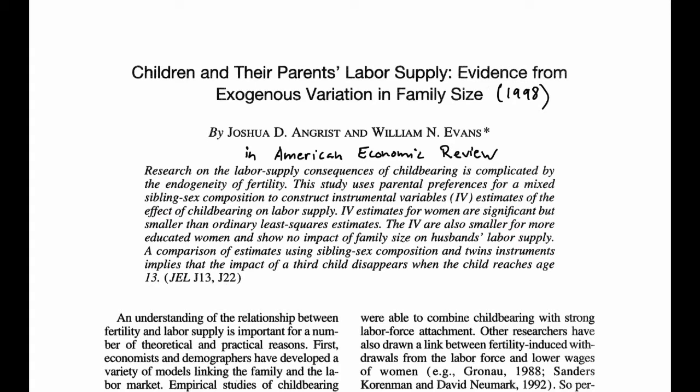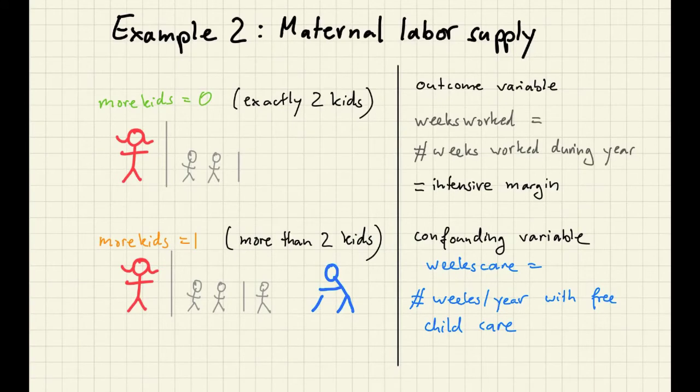We are looking at mothers who have at least 2 children, and our variable of interest is a binary variable, or a dummy variable, more kids, and it takes the value 0 for mothers who have exactly 2 children, and the value 1 for mothers who have more than 2 children. Our outcome variable is weeks worked, and this variable records how many weeks during a year a mother worked.